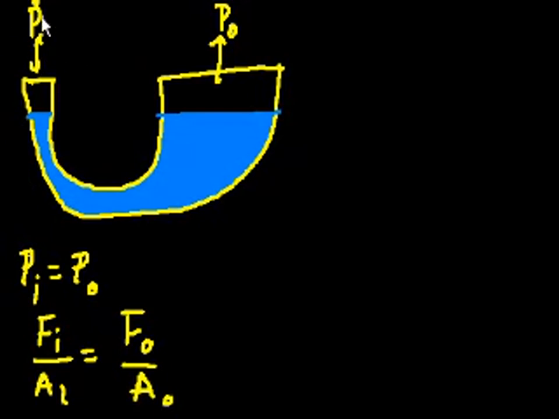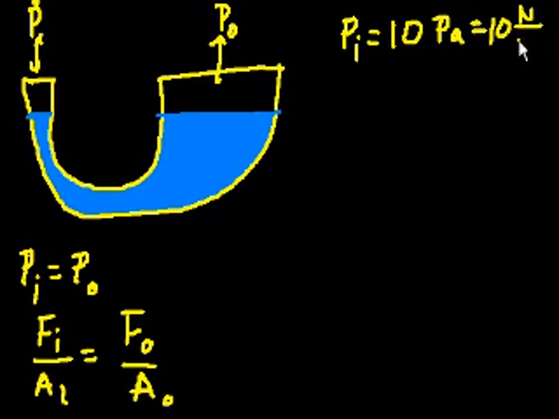Let's say that the pressure in is equal to 10 pascals. Now that's a new word, and it's named after Pascal's principle, or Blaise Pascal. And what is a pascal? Well, that is just equal to 10 newtons per meter squared. That's all a pascal is. It's a newton per meter squared. It's a very natural unit.